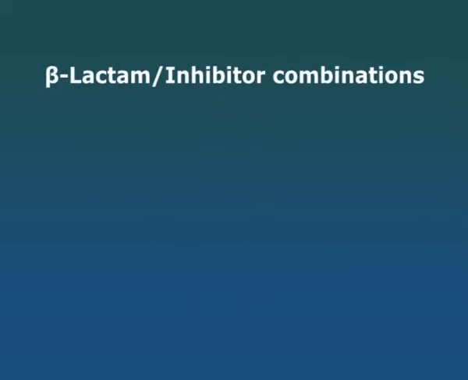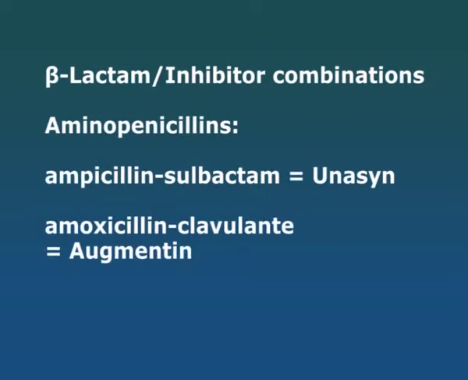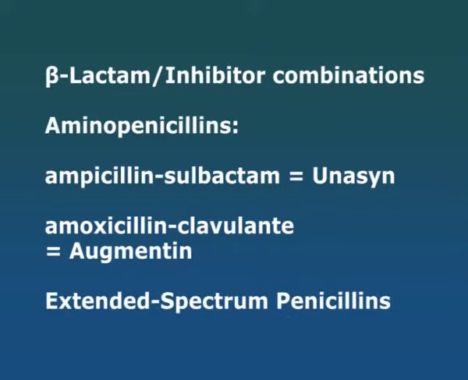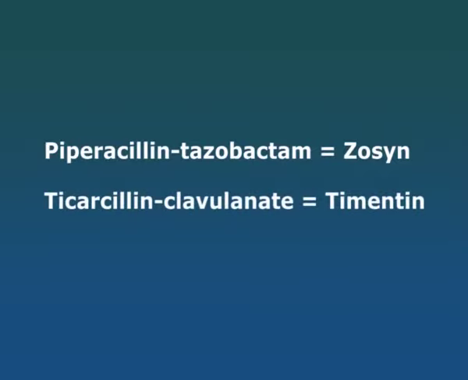Beta-lactam inhibitor combinations: aminopenicillins, ampicillin-sulbactam, that is Unasyn, amoxicillin-clavulanate, Augmentin; extended-spectrum penicillins, piperacillin-tazobactam, Zosyn, ticarcillin-clavulanate, Timentin.